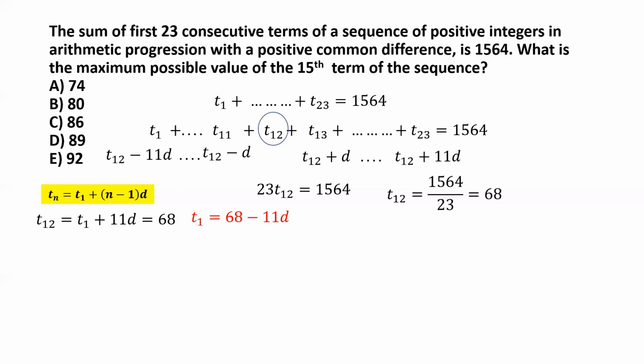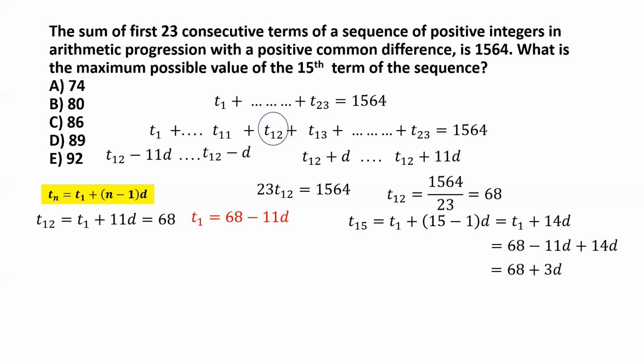I put this one in red because this is a relationship to which I'm going to refer back. Now let's come to the 15th term, T15. Going by the same relationship, T15 equals T1 plus (15 minus 1) multiplied by D, which comes to T1 plus 14D. Now if we substitute T1 from the equation in red, T1 is 68 minus 11D, so this becomes 68 plus 3D.